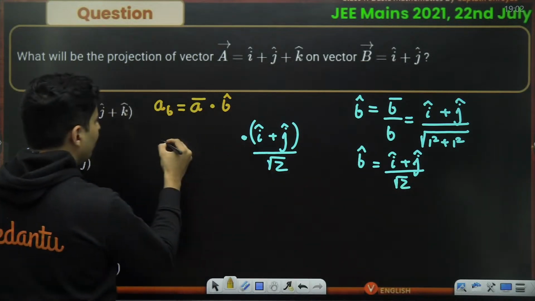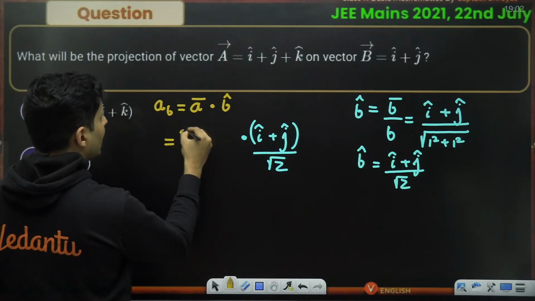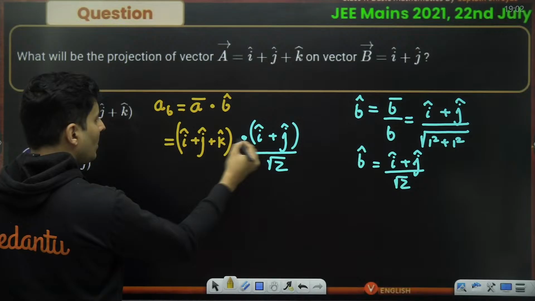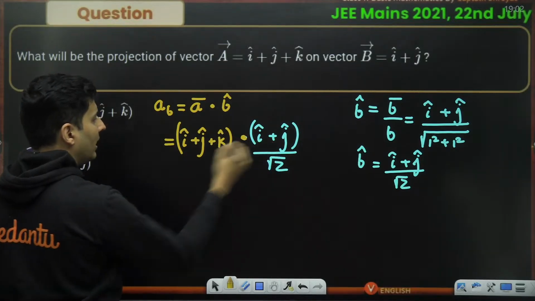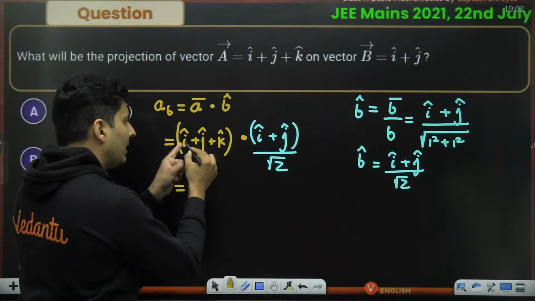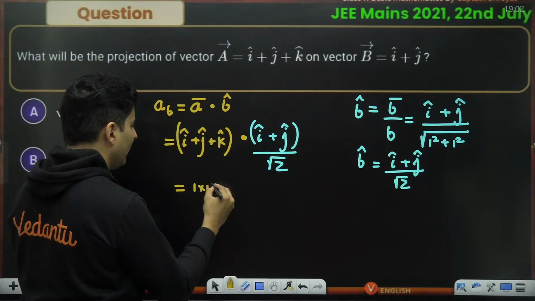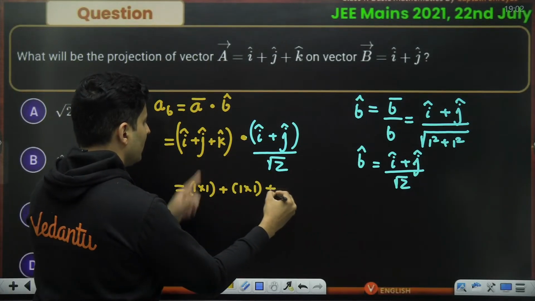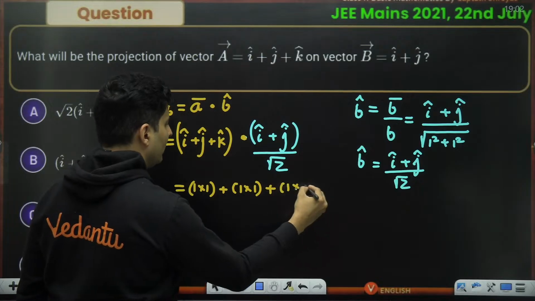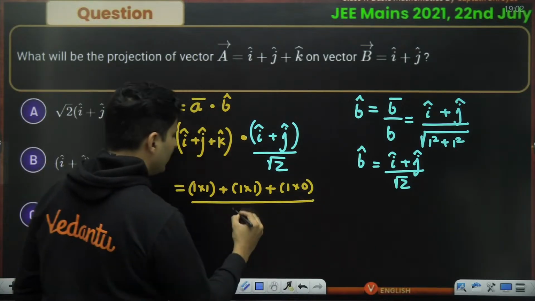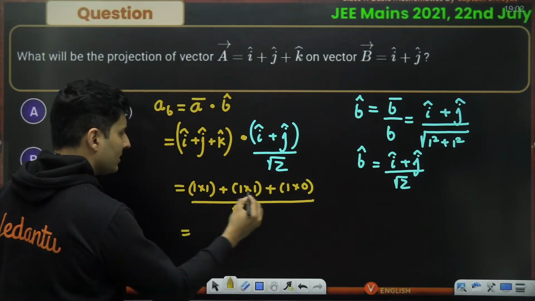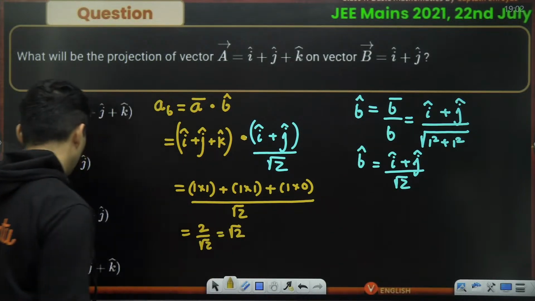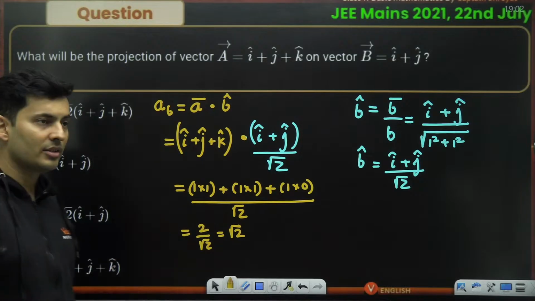Lastly, what is A vector? A vector is nothing but I cap plus J cap plus K cap, and that is dot producted as it is. So I will multiply I into I is 1 into 1 plus J into J means 1 into 1. K has nothing to multiply, so 1 into 0, that's it. Whole thing divided by root 2. This is 1 plus 1, which is 2, divided by root 2, which is simply root 2. So magnitude wise, it is root 2.